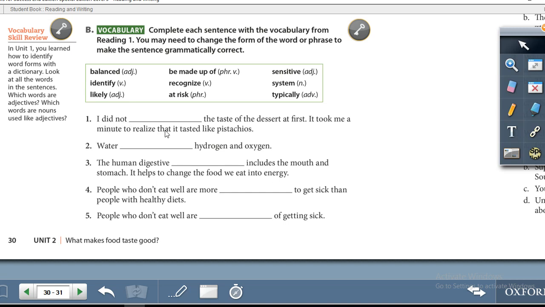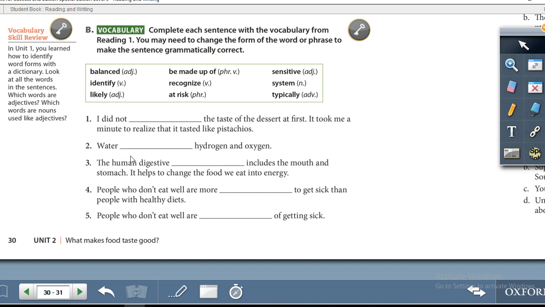I did not something the taste of the dessert at first. It took me a minute to realize that it tasted like pistachios, right? So I did not, and you can choose your correct word. You're obviously going to choose one of these words. So say for example, the answer is recognize, right? I did not recognize the taste of the dessert at first.